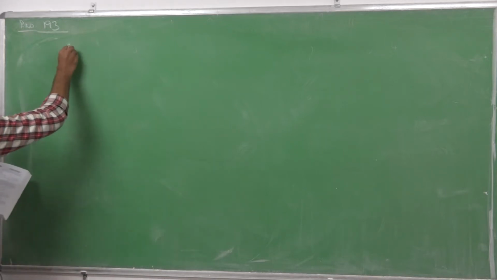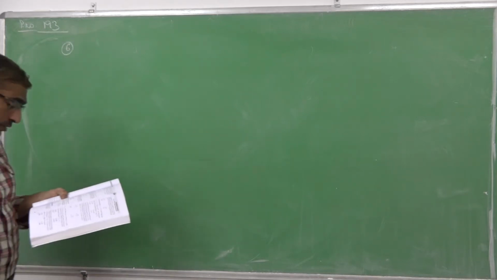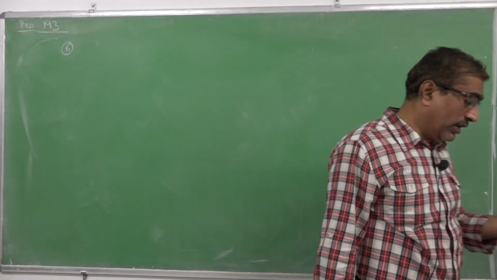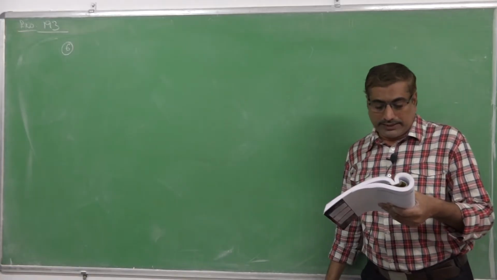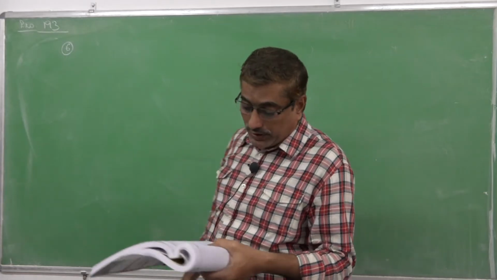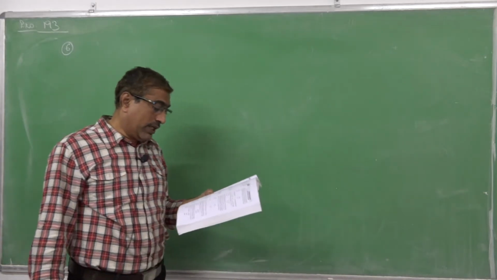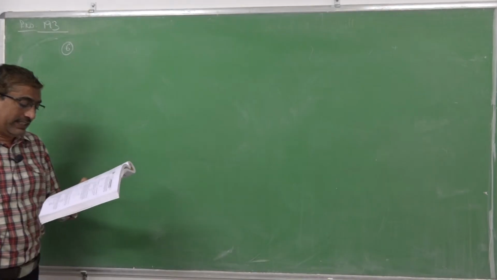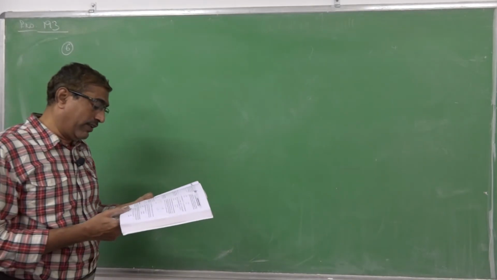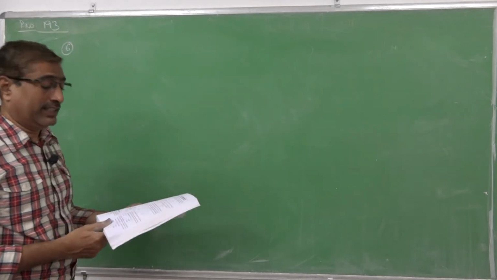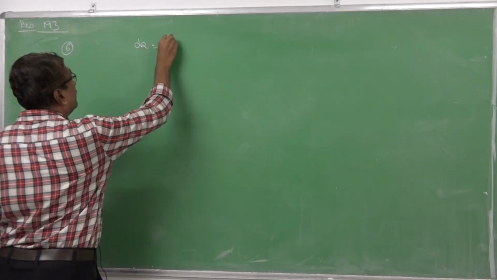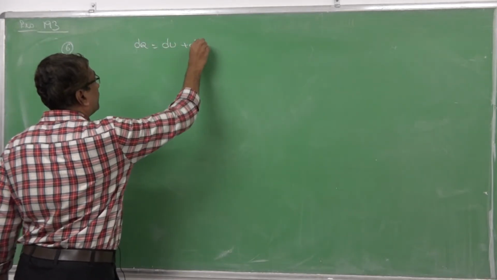Now sixth one. When 20 joule of work was done on a gas, 40 joule of heat energy was released. If the initial internal energy of the gas was 70 joule, what is the final internal energy? So this is based on the first law of thermodynamics, that is dQ is equal to dU plus dW.